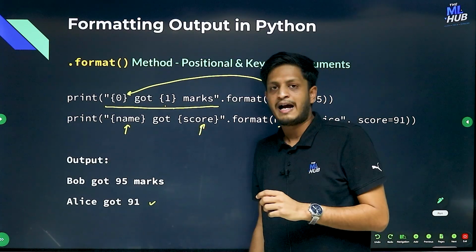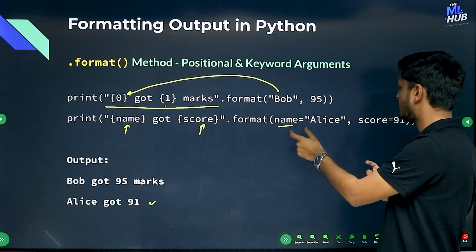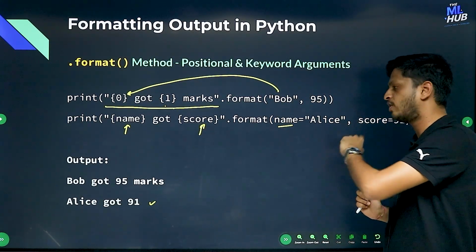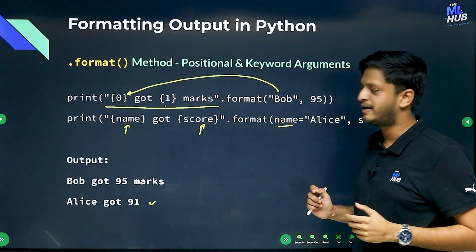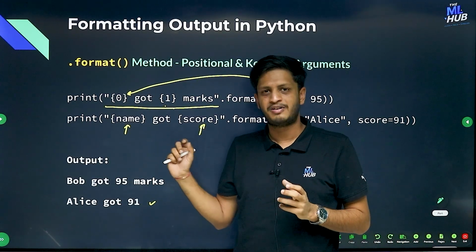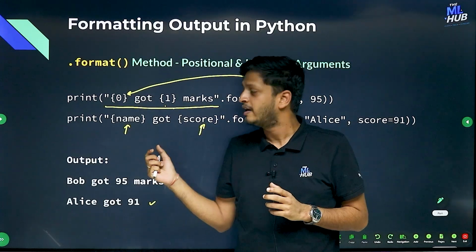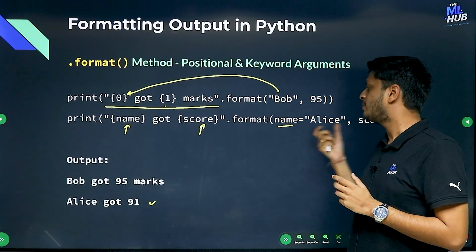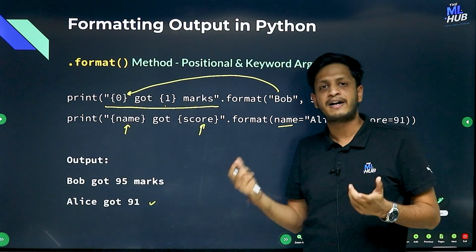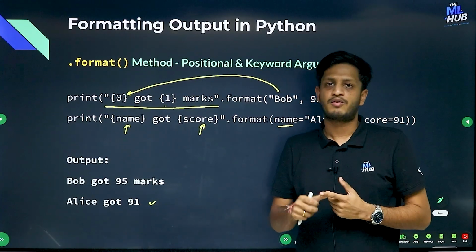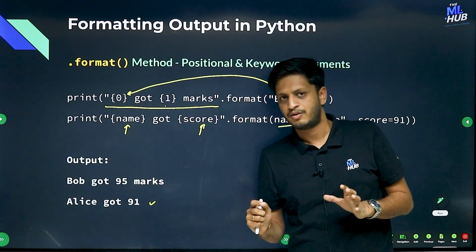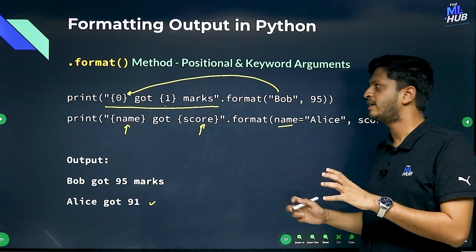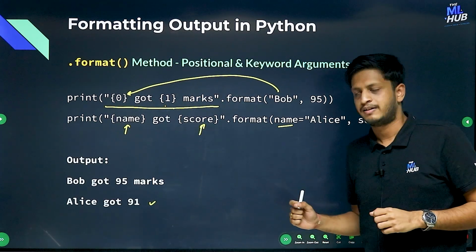Okay, and you can actually swap them as well. You can here write score equal to 91, name equal to Alice. Automatically the same output will be displayed. So we'll see in demo, like we'll try to see different combinations how you can use it, and what if we don't give a particular argument at all, what happens? Will we get an error or what happens? In the demo we will see what happens then. Okay, so this is another way to format the output in Python.